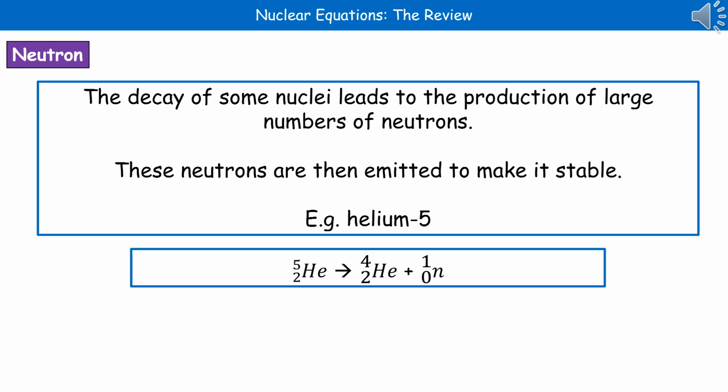The final type of decay is neutron decay. What we find is that the decay of some nuclei leads to the production of large numbers of neutrons. In order to make that atom stable, those neutrons have to be emitted. A good example of this is helium-5. We start off with helium-5, mass number 5, atomic number 2, and then we're going to lose a neutron. That's a mass number of 1, atomic number 0. Take those off and we end up with 4 for our helium and 2 there.